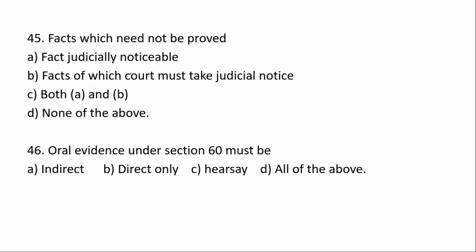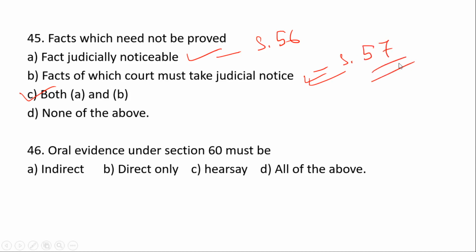Question number 45. Facts which need not be proved. In which cases is proof of a fact not required? Facts judicially noticeable, yes. Facts of which the court must take judicial notice, this is also correct. So the correct option is C, both A and B. Facts judicially noticeable are provided under section 56, and facts of which the court must take judicial notice are provided under section 57.